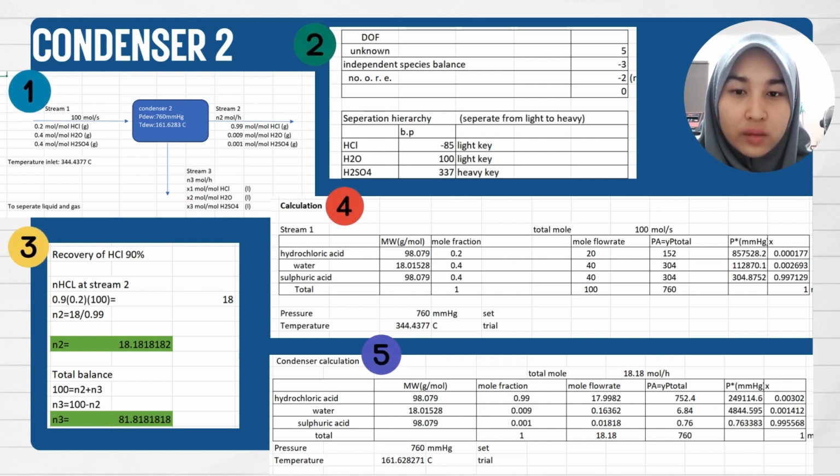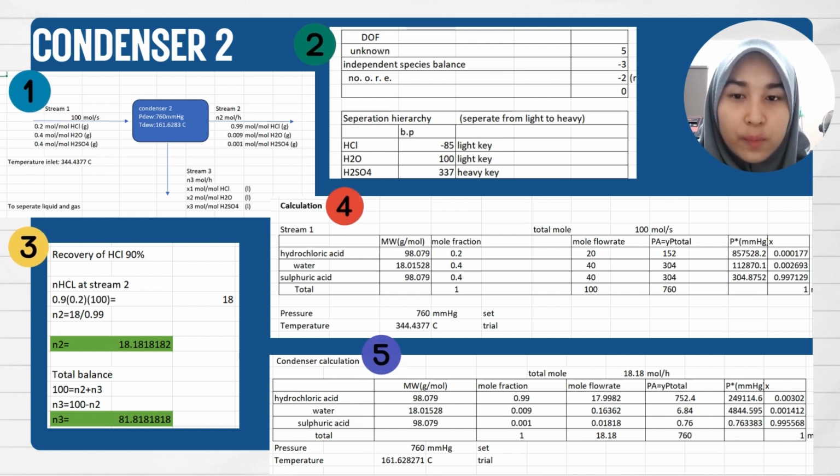For stream 1, to calculate the temperature we use Raoult's law in Excel, using Solver with the pressure set to 760 millimeters of mercury. We get the temperature for the inlet stream as 344 degrees Celsius.